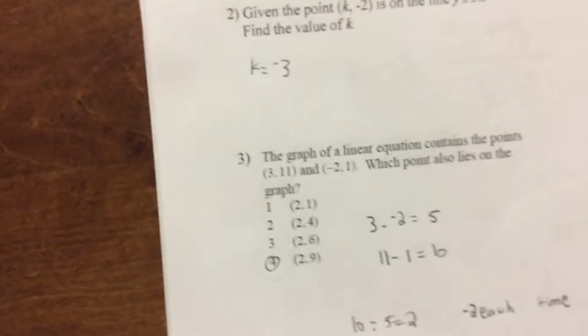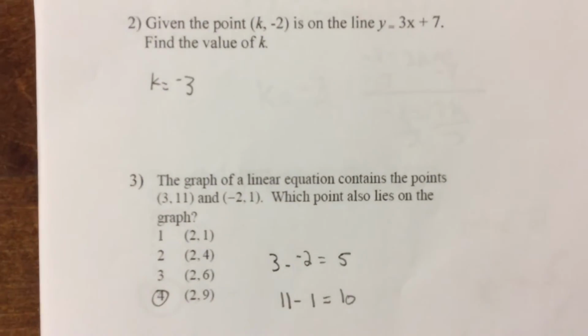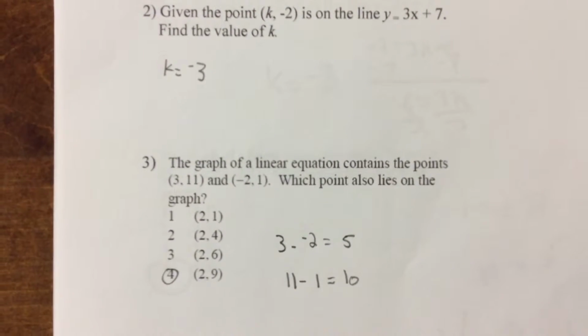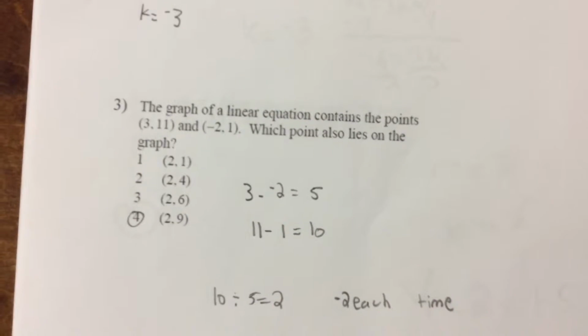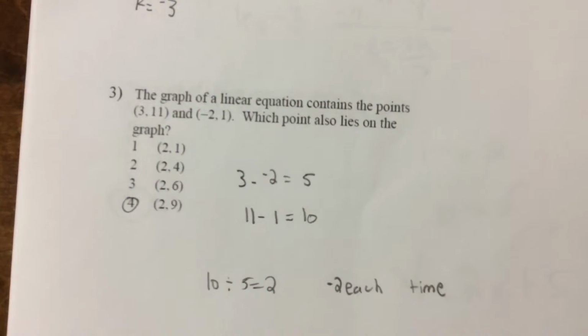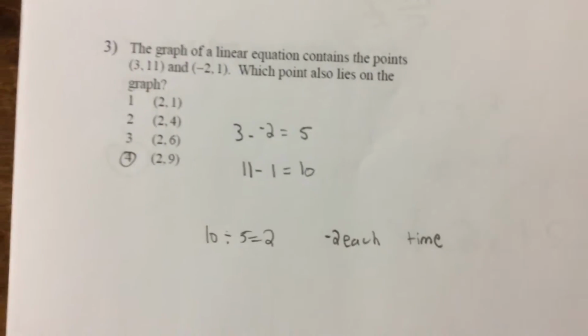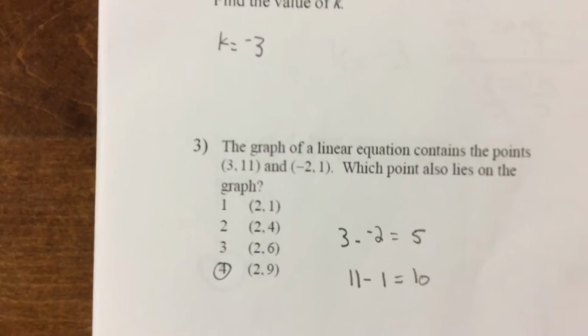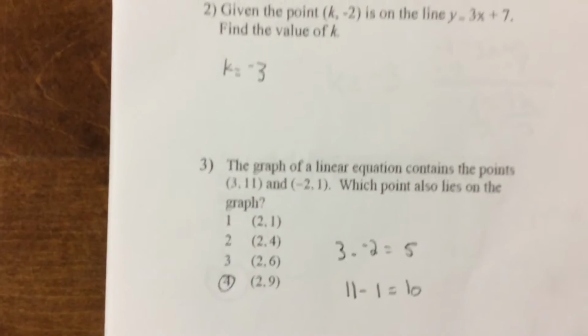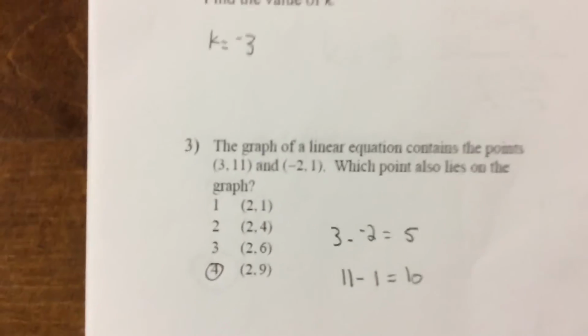Finally, number 3. The graph of a linear equation contains the points 3, 11, and negative 2, 1. Which point also lies on the graph? First, I did 3 minus negative 2 and got 5. Then I did 11 minus 1 and got 10. Then I did 10 divided by 5 and got 2, which means that it goes down by 2 each time. And from 3, 11, minus 2 in the y gives 2, 9.